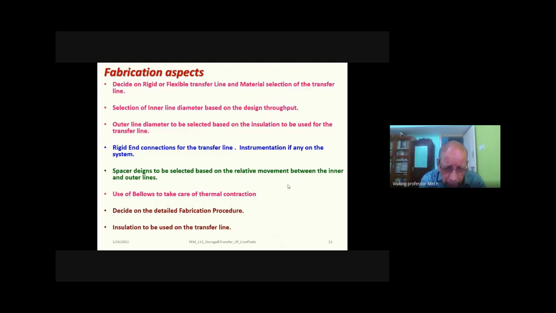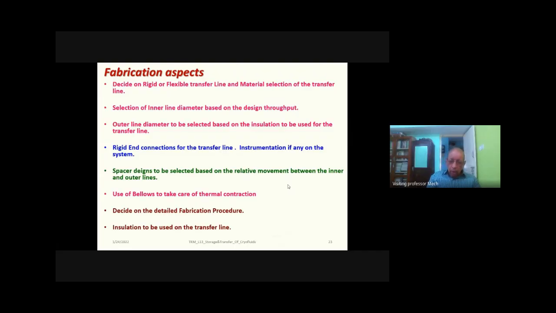Another important aspect is to first decide on the detailed fabrication procedure. Please understand that every joint that you make has to be leak tested. You have to make sure it is leak tested and also sometimes pressure tested and so on, so that it is totally leak tight right from the start till the end.